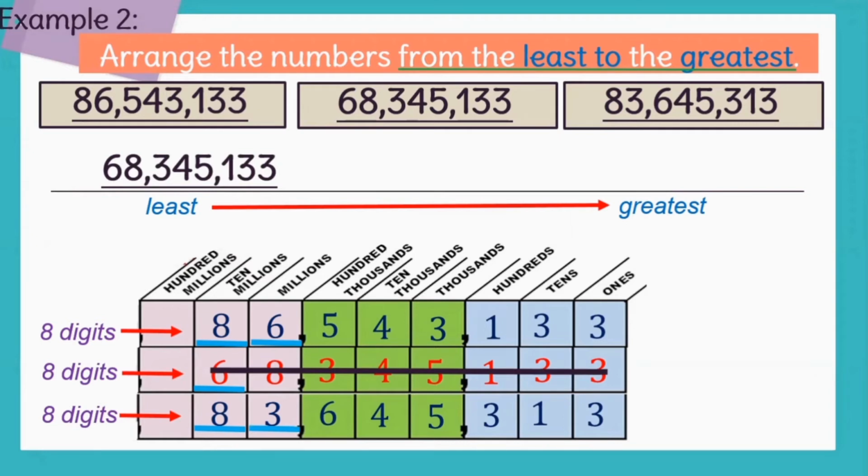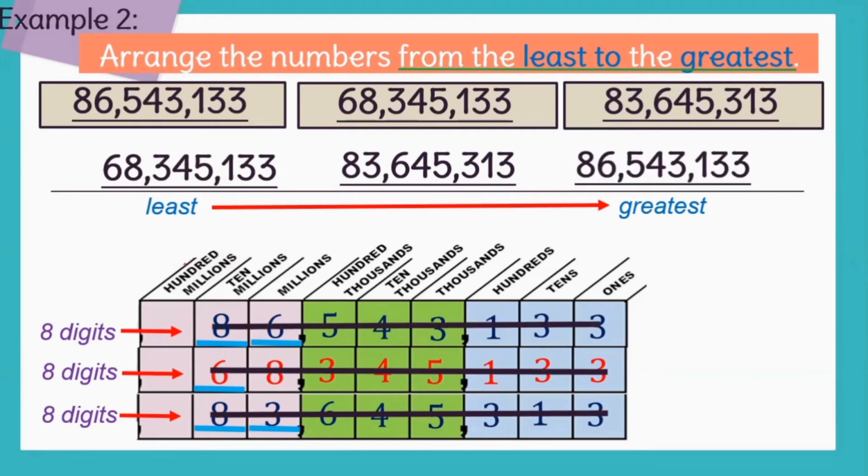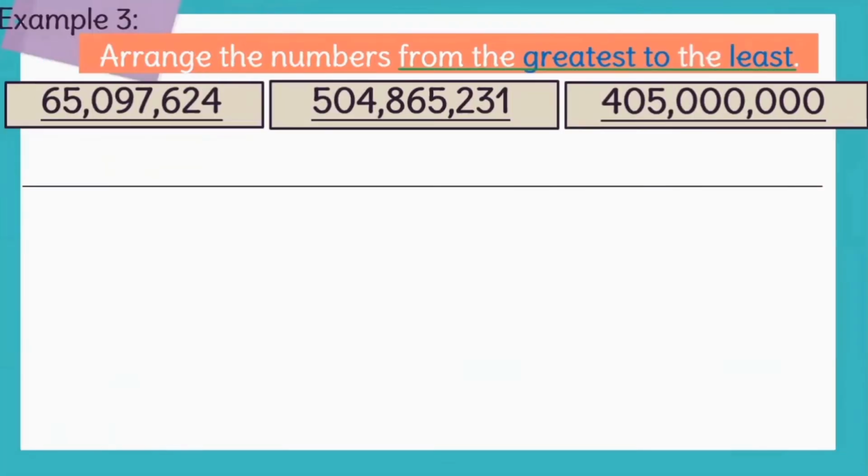We have 6 and 3. Again, from the least to the greatest, least. 3 is smaller than 6, meaning this whole number, 83,645,313, will be the second in the line. Okay? The remaining number, automatically, this will be the greatest number, 86,543,133.